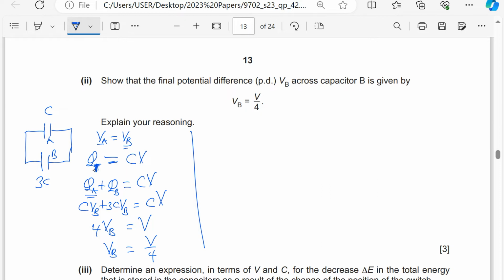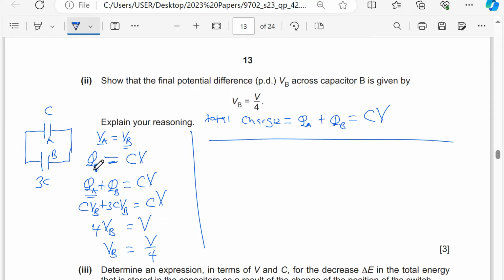So they said explain your reasoning. My reasoning is that total charge is going to be the charge on capacitor A plus the charge on capacitor B, which was initially C times V, as we saw in the original part of the question. Alternatively, I'll use the concept of total capacitance. Since they're in parallel, total capacitance is the sum of the capacitances, which is C plus 3C.